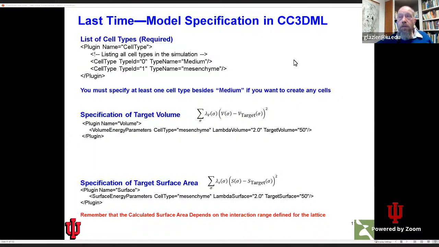Well, we talked a little bit about how these ideas correspond to the code in CC3D-ML. First, we were listing the types of cells, and this concept of cell type is built into CompuCell in some fundamental way. That medium cell of type 0 we're always going to have, and we're going to find that we have to do a number of workarounds for that.